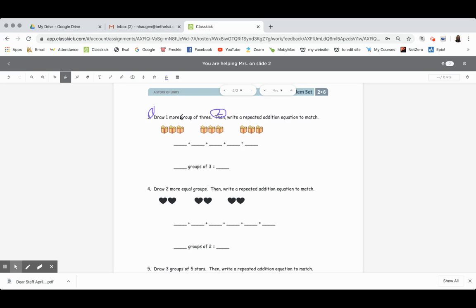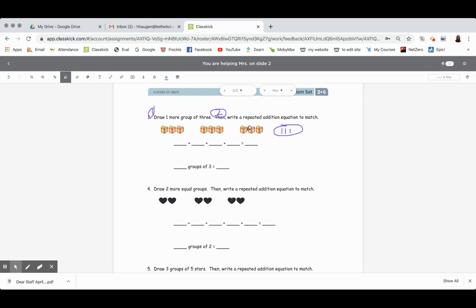So we have draw 1 more group of 3. So for me, I like to draw the group and then put 3 in it. It helps keep me organized, but you could just draw the 3 to the side. That's okay too. And then it says, write a repeated addition equation to match. So instead of just including the ones that they drew, I have to be sure to include all of them, the ones I drew as well.